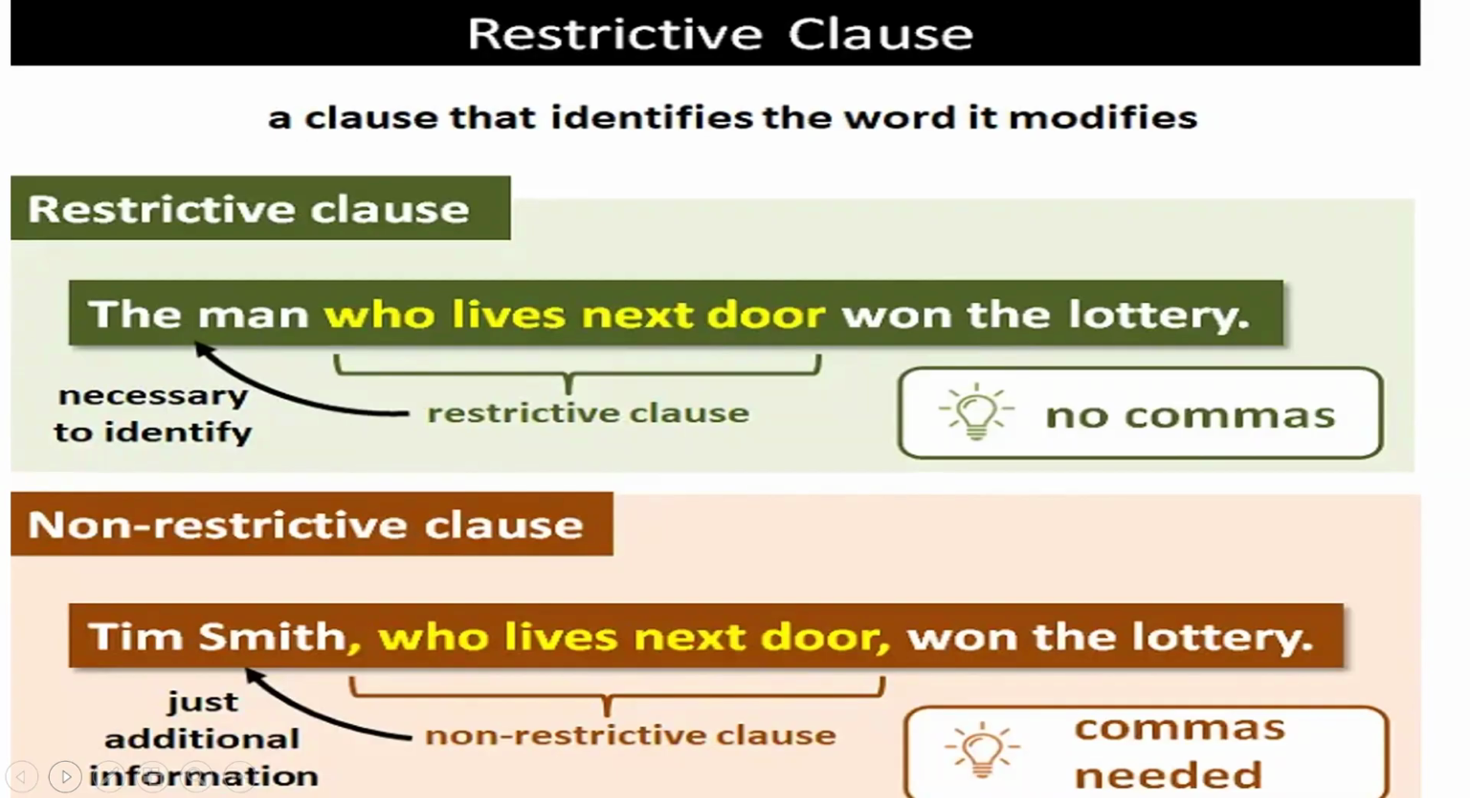Non-restrictive clauses give extra information. The same sentence with commas: "The man, who lives next door, won the lottery." So this non-restrictive clause gives extra information. "Smith, who lives next door" is also giving extra information, so it is a non-restrictive clause.